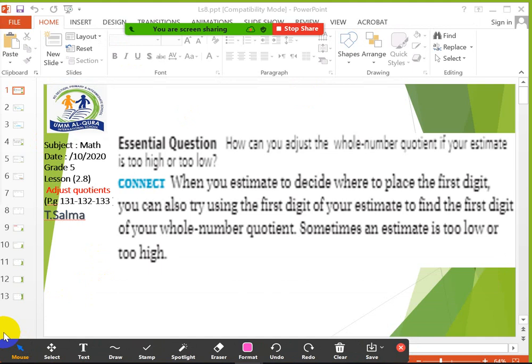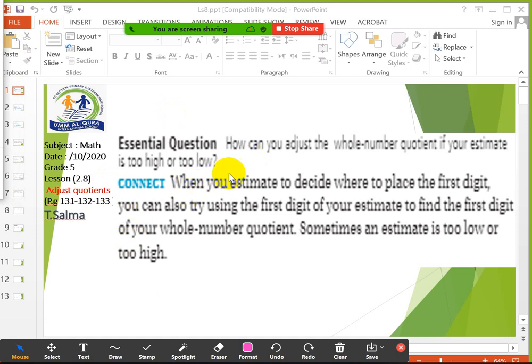Okay, so let's start. How can you adjust the whole number quotient if your estimate is too high or too low? Today we will solve some problems, and in these problems we will compare the estimation that I found before in the first step with the quotient, the real number or the real division. Okay, so let's start.